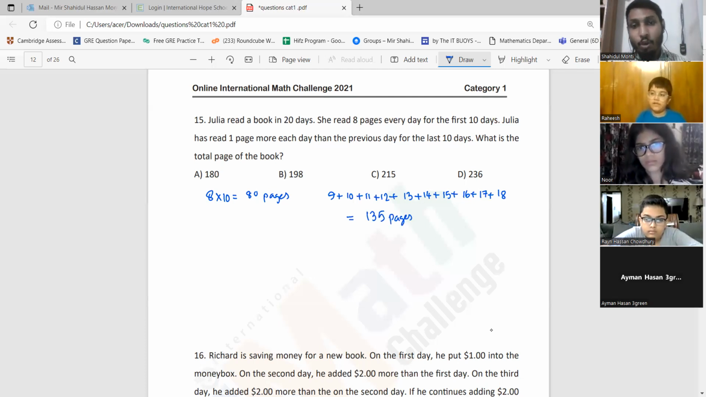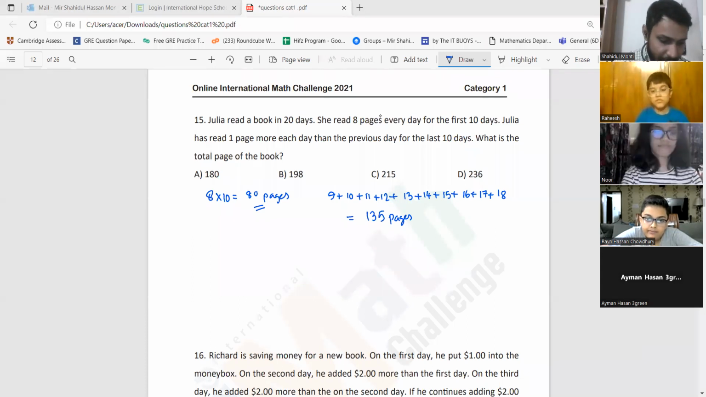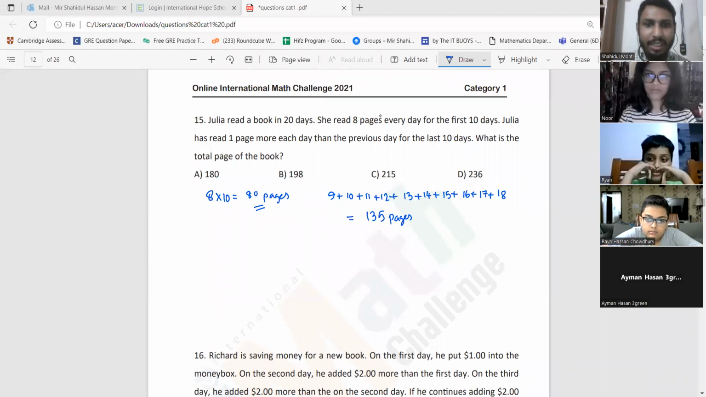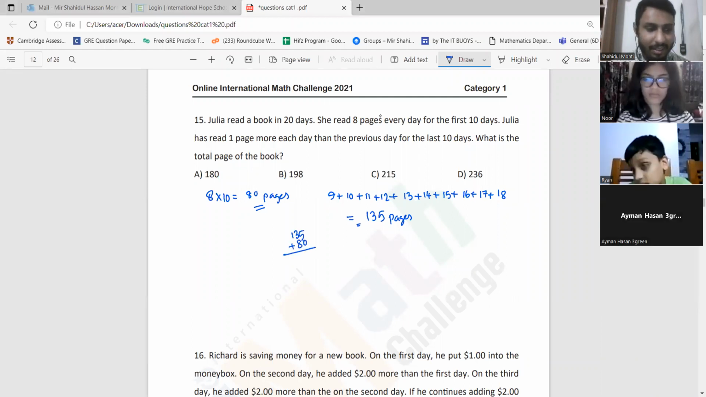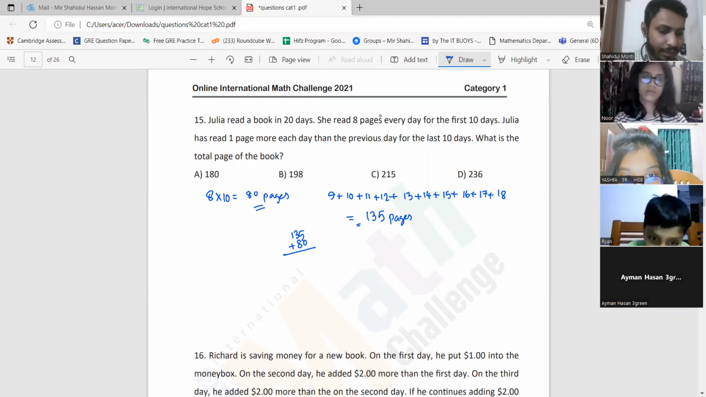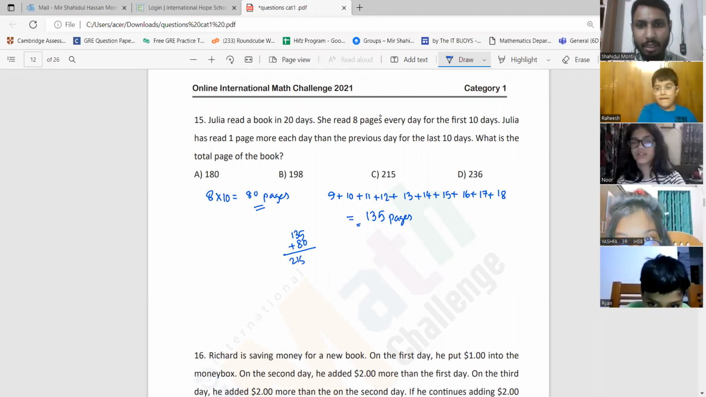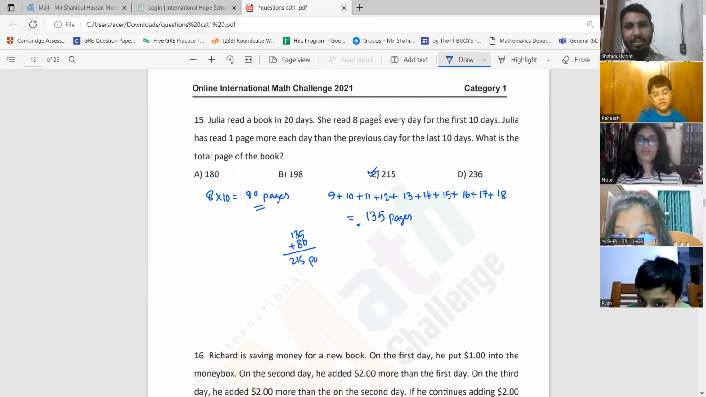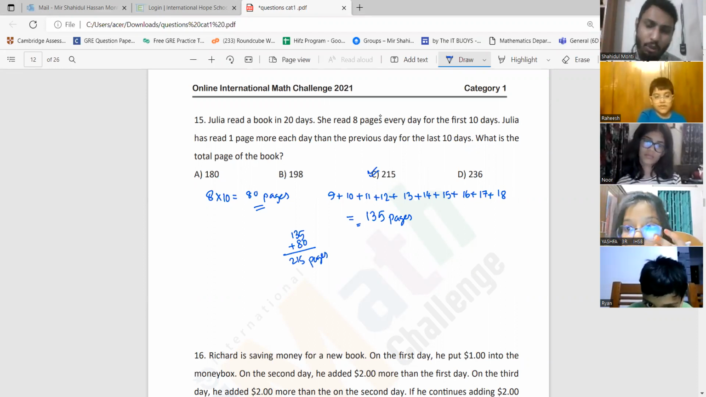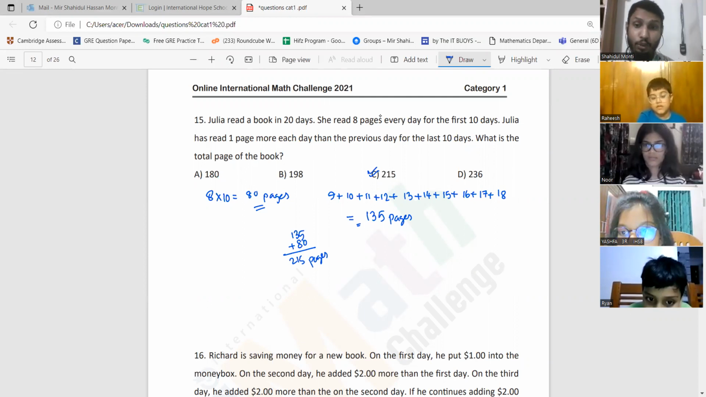So remember, she reads 80 pages in the first 10 days, and then she reads 135 pages in the last 10 days. 135 and then 80, that is equal to 215 pages in total. So this is how we do the question. The answer should be 215 pages. The answer is C. Students, you show all this working, but if you don't take the correct answer, then you're going to lose.